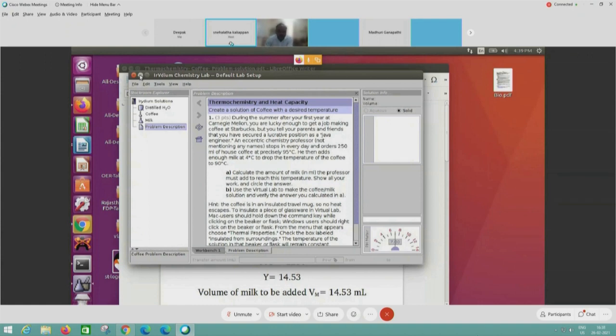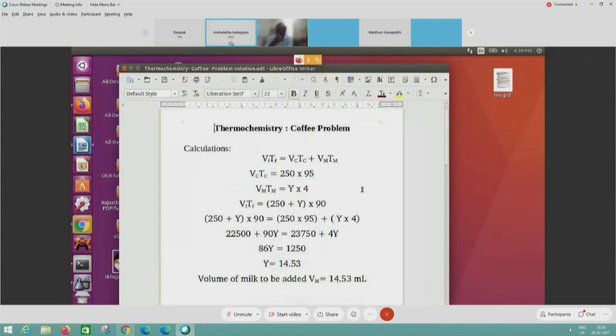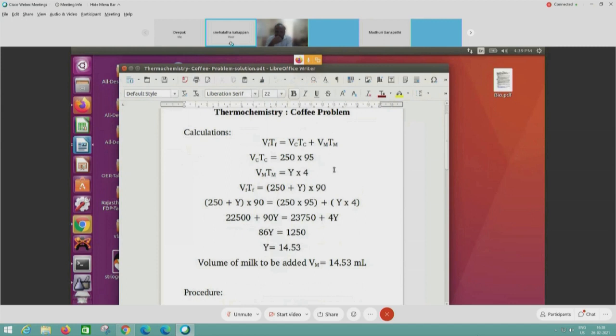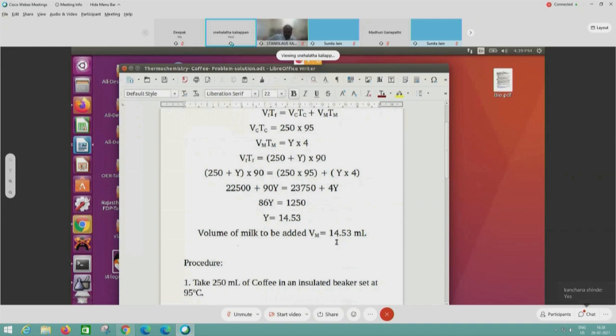Okay, so Xavier sir has explained the calculations very nicely and also done the experiment nicely. So I will also show a slightly different way I have calculated. This is the way I did my calculations. What Xavier sir told is also correct. So you have to add 14.53 ml.